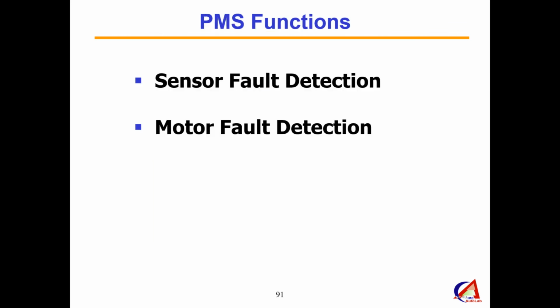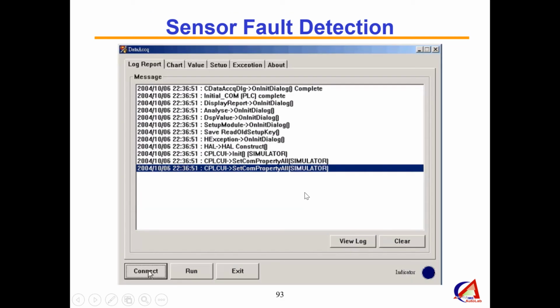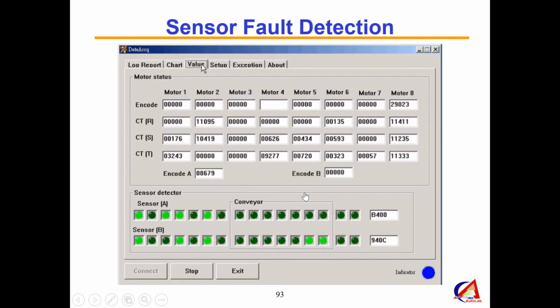Okay, so you see the PMS function, we can detect the sensor fault and the motor fault. So you see, let me show you what's going on here. Okay. So you see the data shown here. The data shown here, that is the motor. Encoder, that means speed, and the current. So you see the sensor. This is the on-off sensor. Okay. So this is sensor fault detection.